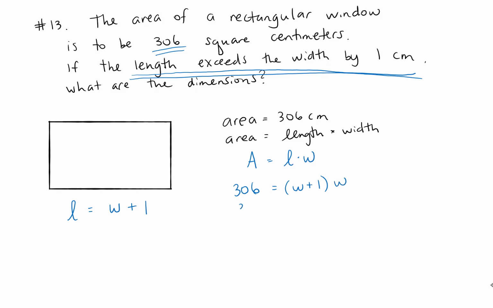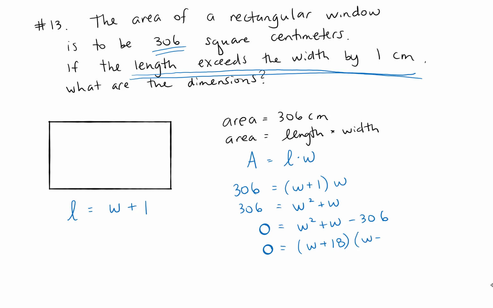And if I multiply everything out, I get w squared plus w. And then I'm subtracting 306 from both sides. I get w squared plus w minus 306. Here's our quadratic equation. Now you have multiple methods to solve it. I'm going to solve by factoring. And I used my calculator. I don't actually know what multiplies to make 306. But it turns out it is 18 and 17.